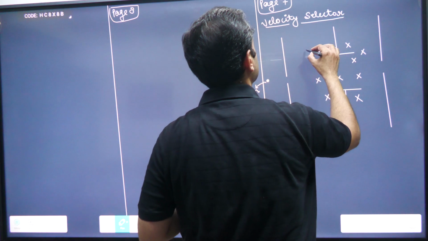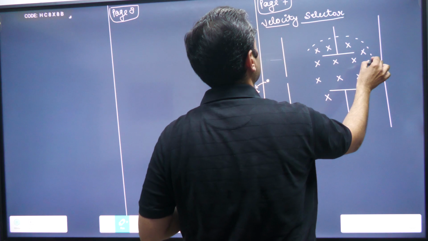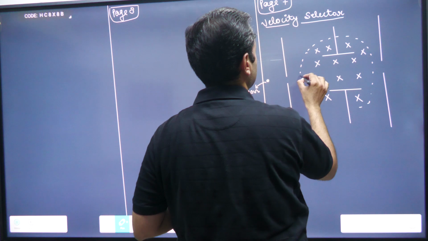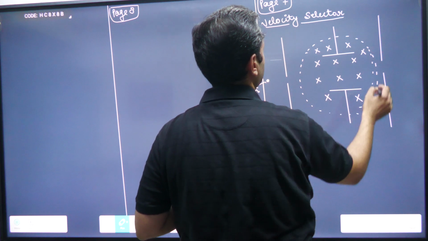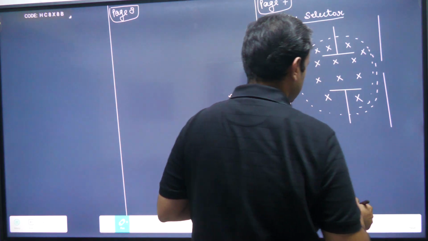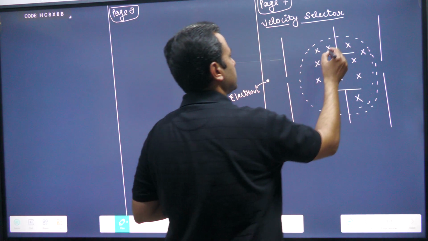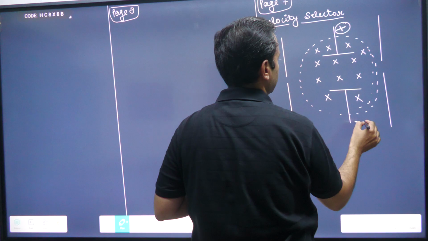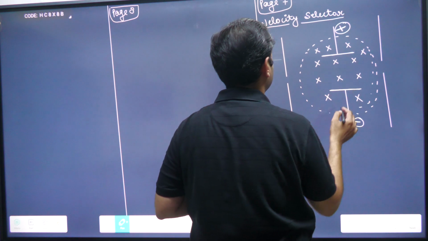So please draw a dotted circle like this. Consider that it is a circle. Here, this is a positive plate, and this is a negative plate. This one is a negative plate, and this one is a positive plate.